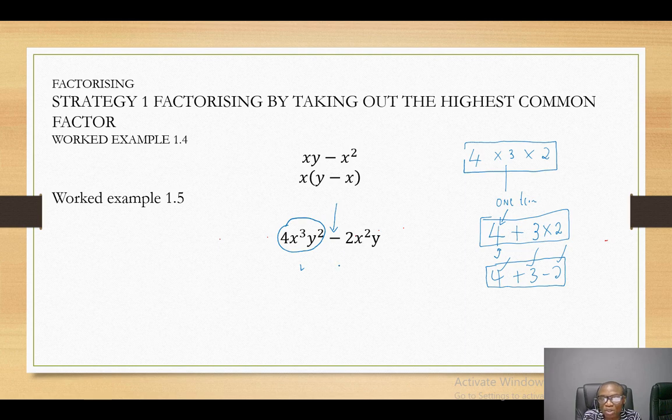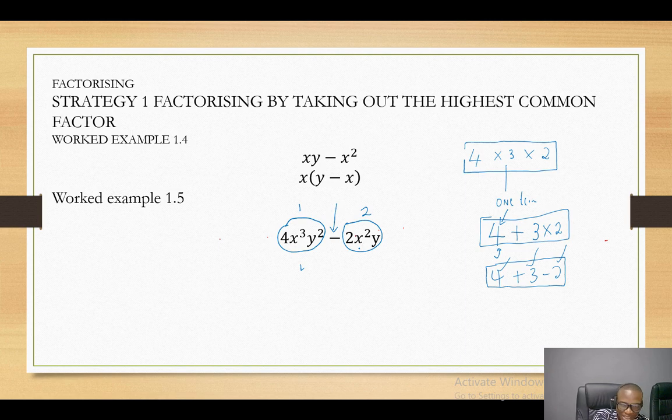What is the second term? 2x squared y. Now you have got 2 terms, your first term and your second term. And you want to try to factorize these 2 terms. So you have to ask yourself, what is the highest common factor of these 2 terms, 4x cubed y squared minus 2x squared y? What is the highest common factor which these 2 terms have?